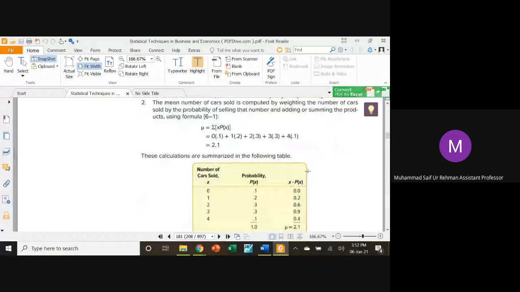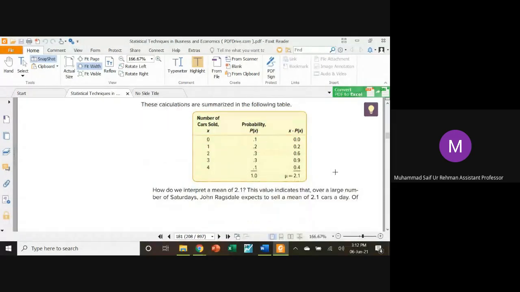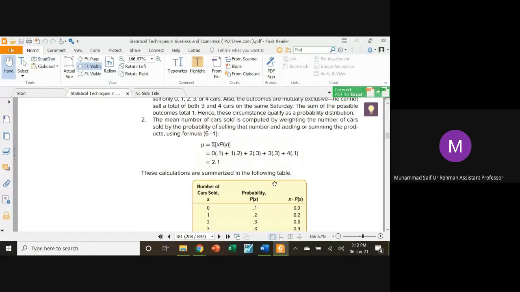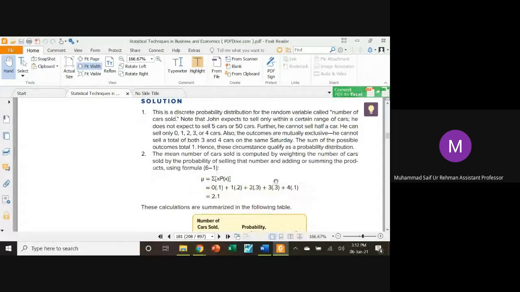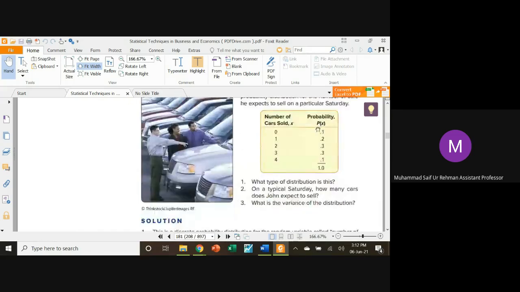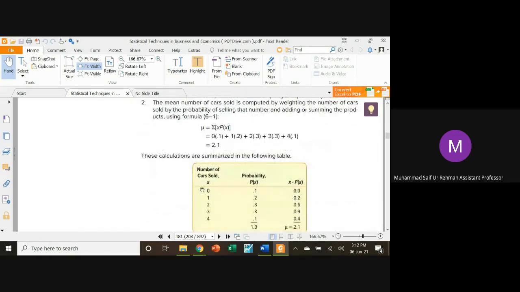Better would be if I explain it from here and I solve the self-review, because the example is already solved. Okay. So mean, mu is equal to summation xP(x). So for xP(x), you have to find out the product of these two. You have to write down the values, the number of cars sold, x from 0, 1, 2 up to 4. This is given over here in this table. Probabilities are given, write down the probabilities and simply multiply each value with the other value.